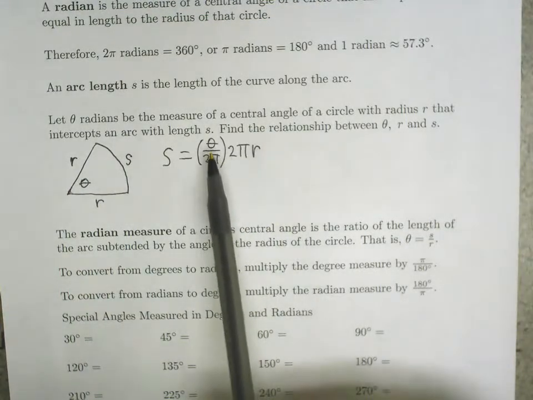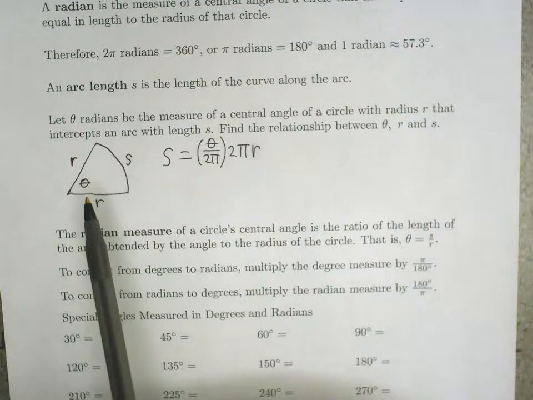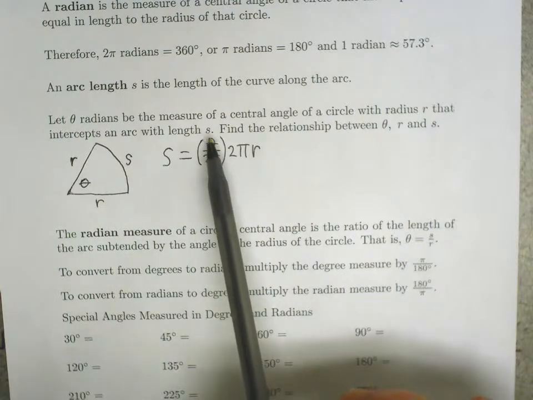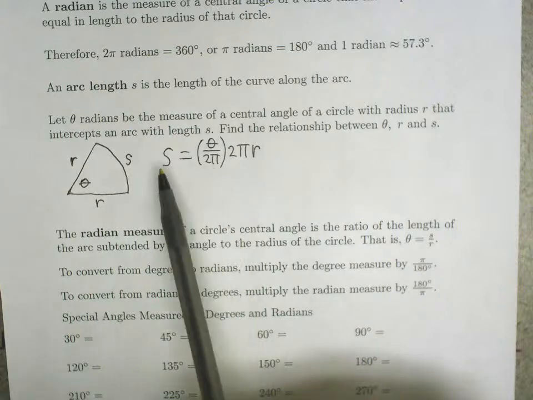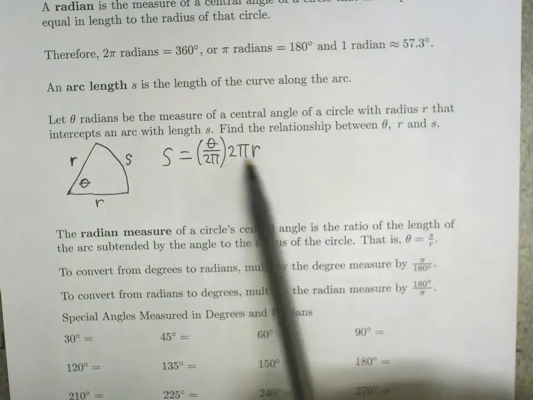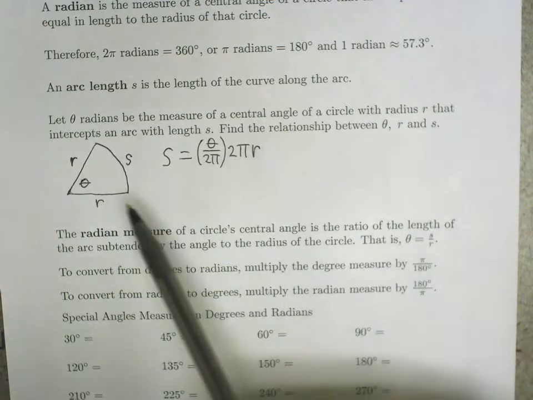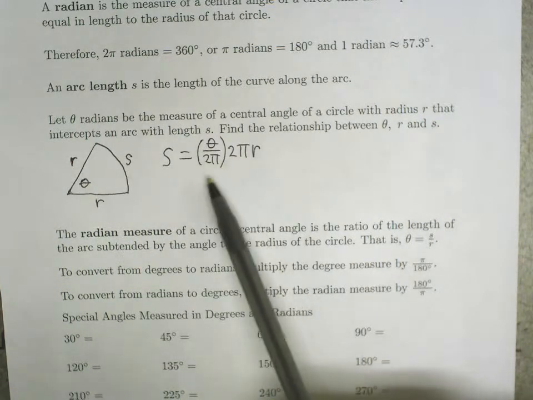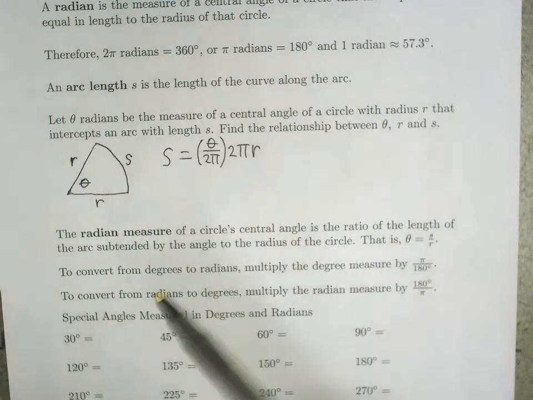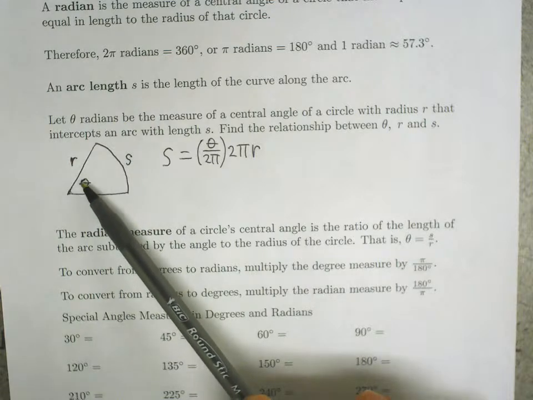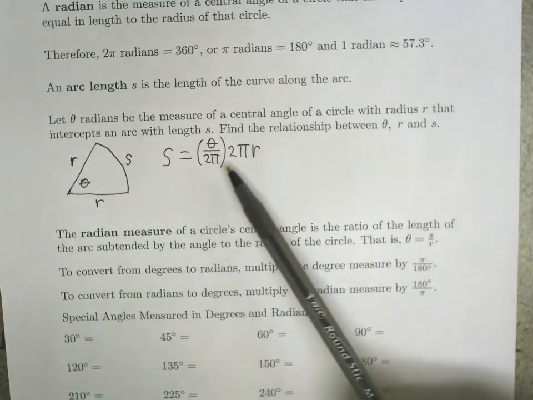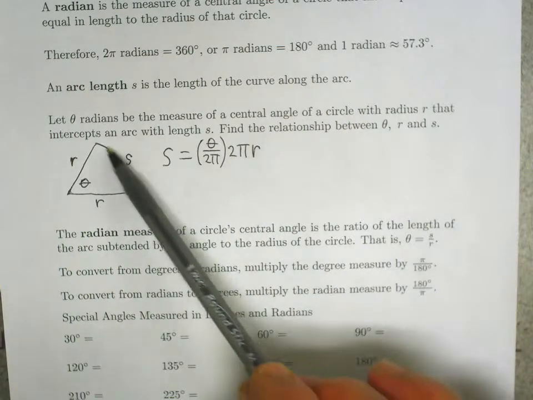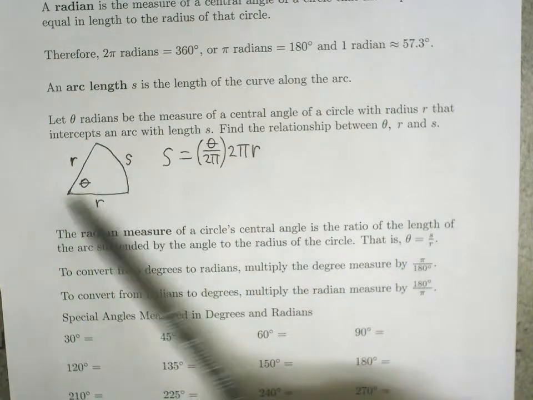Okay, so if theta turned out to be 2 pi, that would mean 1 full rotation. And 2 pi divided by 2 pi is 1, and so the arc length would just be the circumference. But in this picture, theta is smaller than 2 pi, so the fraction of the circumference is determined by dividing theta by 2 pi and then multiplying that by the circumference, and that will give you the arc length for that particular sector.